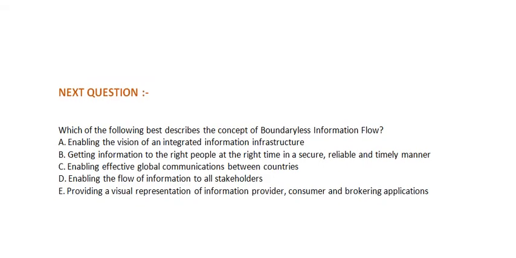Next question is, which of the following best describes the concept of boundaryless information flow? Option A, enabling the vision of an integrated information infrastructure. Option B, getting information to the right people at the right time in a secure, reliable, and timely manner. Option C, enabling effective global communications between countries. Option D, enabling the flow of information to all stakeholders. And option E, providing a visual representation of information provider, consumer, and brokering application. The correct answer is option B.